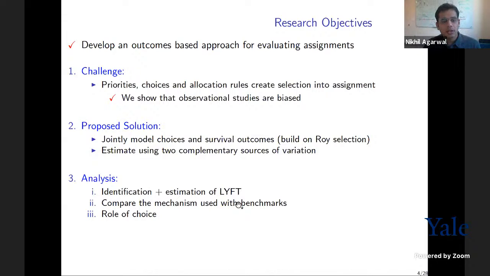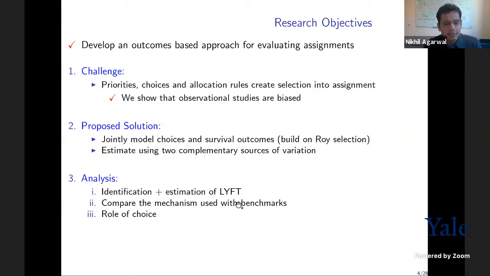So the proposed solution here is going to be based on a large literature on ROY selection, which jointly models the choices that people make and their outcomes. Okay, and we're going to estimate this model that's going to have a choice model and a model determining survival outcomes using two complementary sources of quasi-experimental variation. So we're going to try to create experiment-like conditions in estimating this model. Even though there won't be an explicit randomization, we will use some of the tools from the treatment effect literature to think about as-if random assignment.